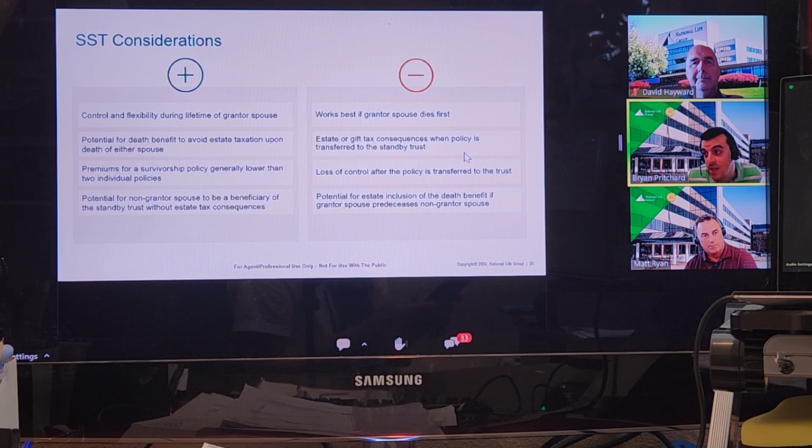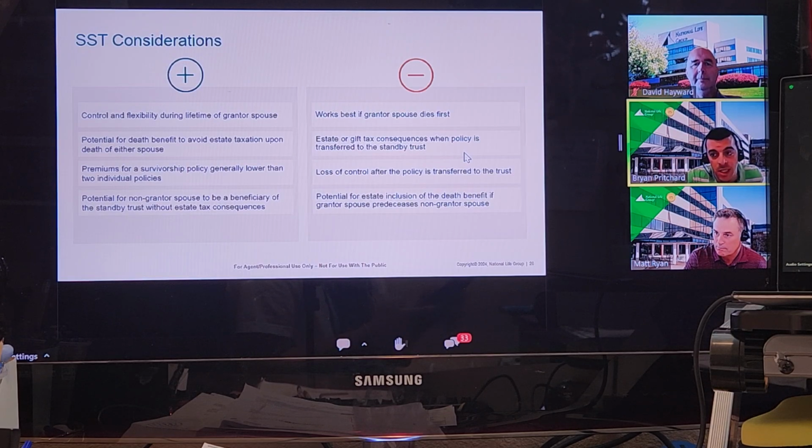Estate or gift tax consequences when the policy is transferred to the standby trust are something to take into mind, and that loss of control once the policy is truly in the trust after the grantor spouse passes away. And there is the potential for estate tax inclusion of the death benefit if that grantor spouse, which again would be Mary, were to predecease John, because in that case the policy is owned by John, at which point he has to make those decisions as to what other estate planning options may be appropriate at that point in time.